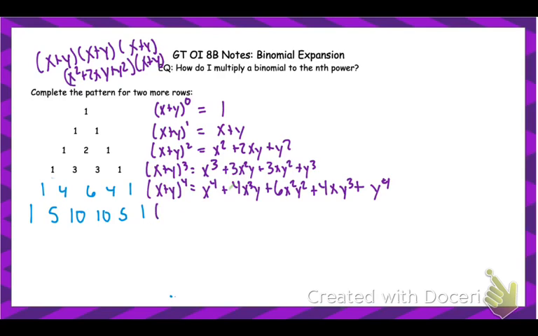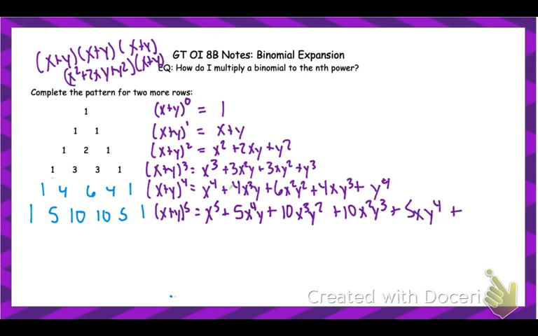So without foiling out x plus y to the fifth, I know that it's going to start with x to the fifth. The next coefficient's 5. The x is going to get smaller. The y is going to get bigger. Next term, coefficient, x gets smaller, y gets bigger. Coefficient, x gets smaller, y gets bigger. And that's your expansion. It's a lot faster than actually multiplying this whole thing out.